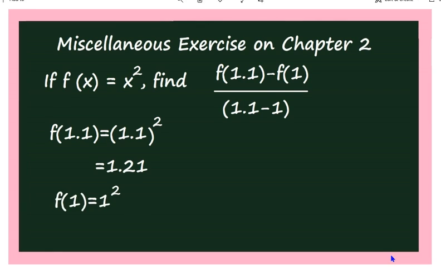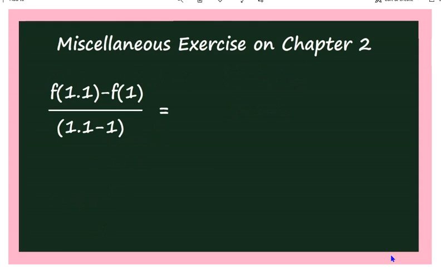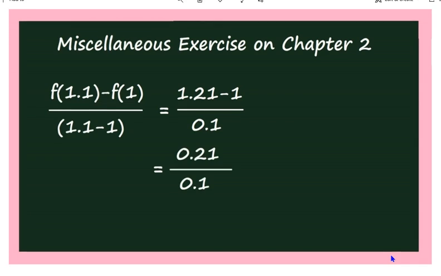And what is f of 1? f of 1 is equal to 1 square. 1 square is equal to 1. And substitute these values in the expression. f of 1.1 minus f of 1 divided by 1.1 minus 1. That is 1.21 minus 1 divided by 0.1. That is 0.21 divided by 0.1. That is equal to 2.1.